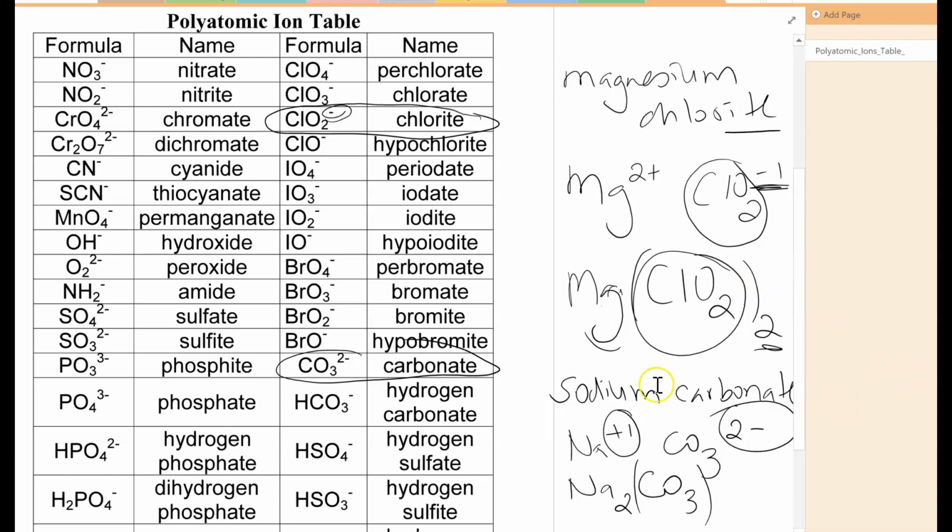So I'm going to give you a few to do on your own. And then there's also a worksheet with polyatomic ion practice, naming and writing compounds. There's a link to it, and you'll get a hard copy as well if you need it. And that will be due for next class, which is Monday.